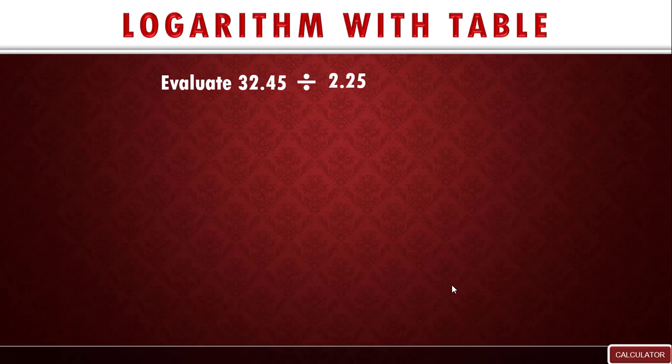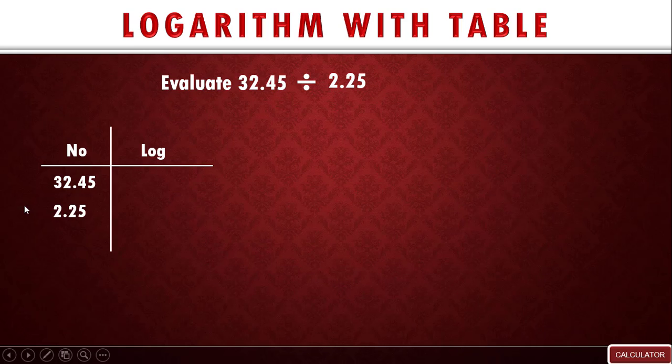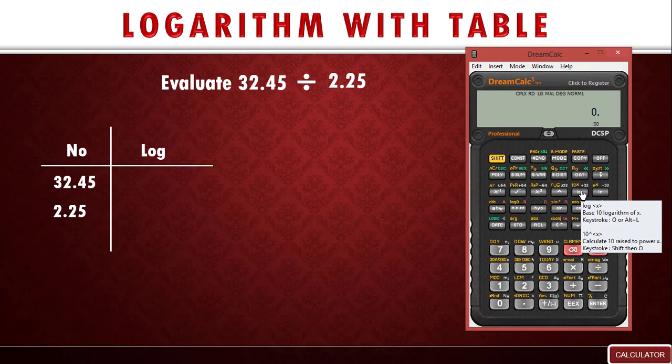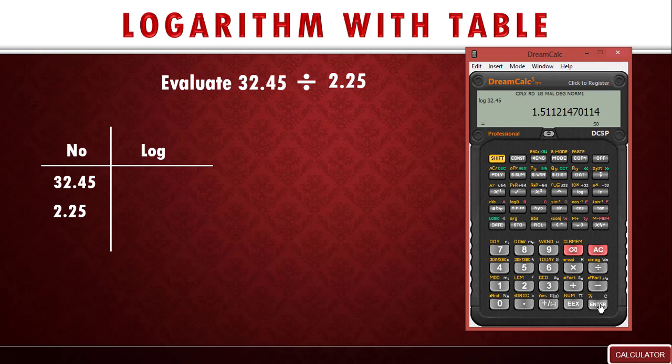Draw your number log first, and then the next thing to do is to arrange your numbers. If you look at both numbers, 32.45 is greater than 1 and 2.25 also is greater than 1. So it will be easy for us to determine the log directly using our calculator. So find your calculator, and then press log 32.45. Then press equals or enter.